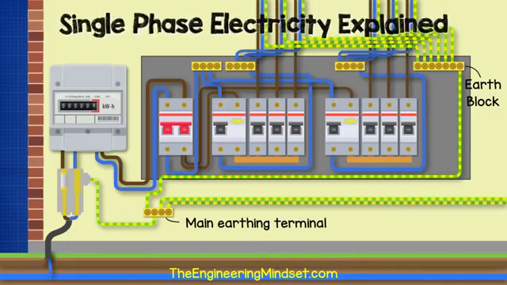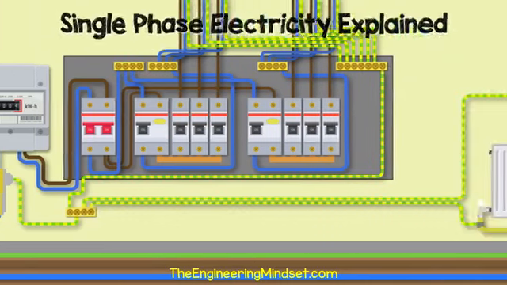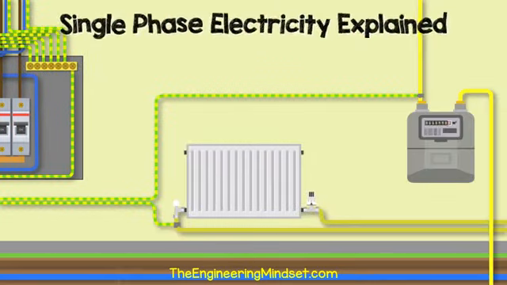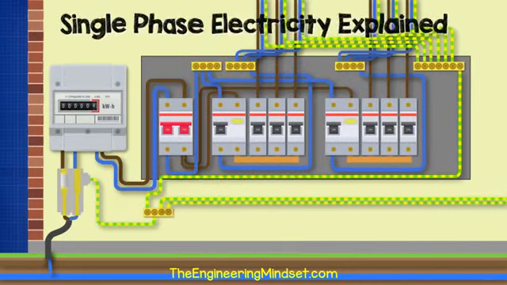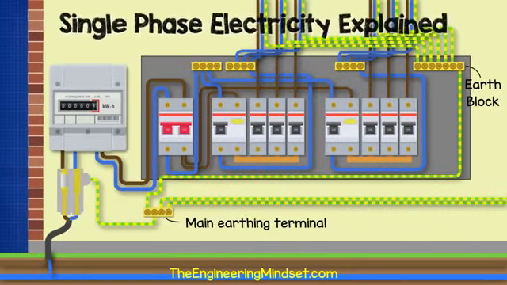Another earth cable will then connect from this earthing block in the consumer unit over to the main protective earthing terminal, which is typically located somewhere near the electricity meter. Other earthing wires will connect from this main earthing terminal over and onto metal pipes such as the plumbing and the gas pipework. That way, if a person touches a live wire in a metal pipe in the property, the electricity will flow through the earth wire and should be detected by the RCD, which will cut the power.